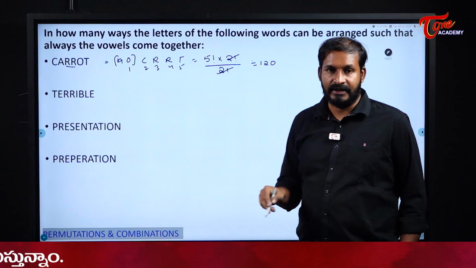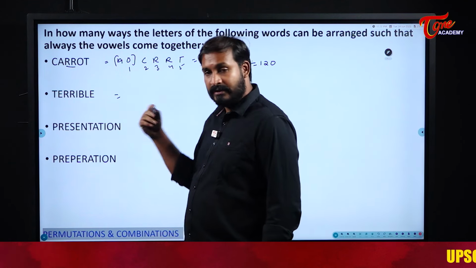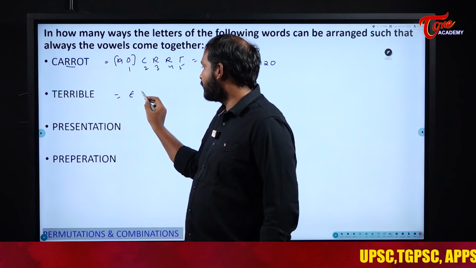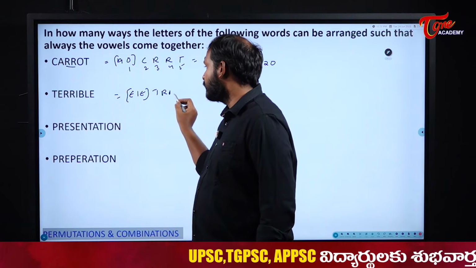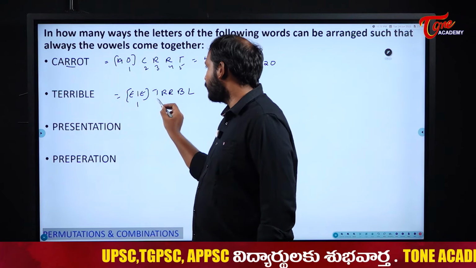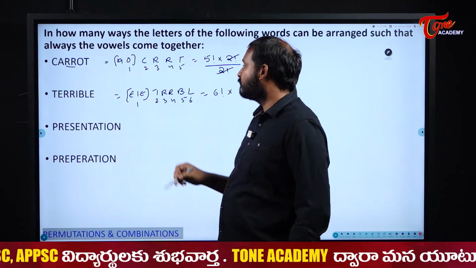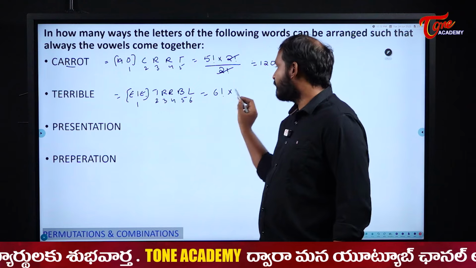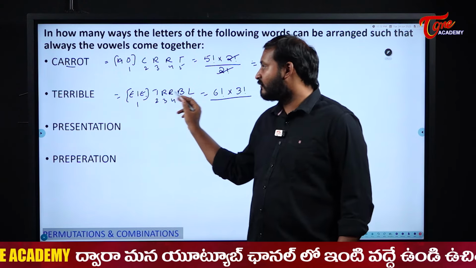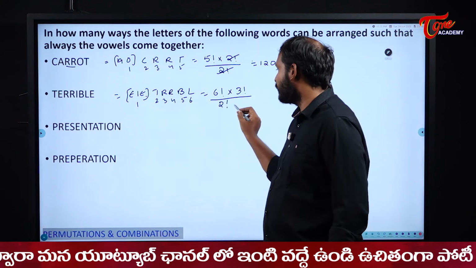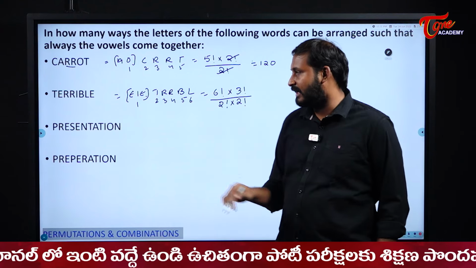And similarly in terrible, what are the vowels we have here? E, I, E are the vowels. When it comes to consonants, T, R, R, B, L. So 1, 2, 3, 4, 5 and 6. 6 factorial into, this 3 can be arranged in 3 factorial. So by, now come to repetitions. E was repeated 2 times, R was repeated 2 times. So 2 factorial into 2 factorial. Solve it, you will get the final answer.